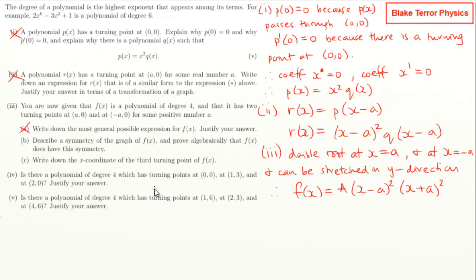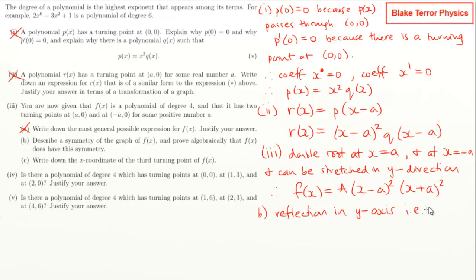Describe a symmetry of the graph of f(x). Prove algebraically that f(x) does have this symmetry. Well, we're going to have a reflection in the y-axis, that's going to be fine, isn't it? Because we've got it at plus a and minus a. Right, reflection in y-axis.